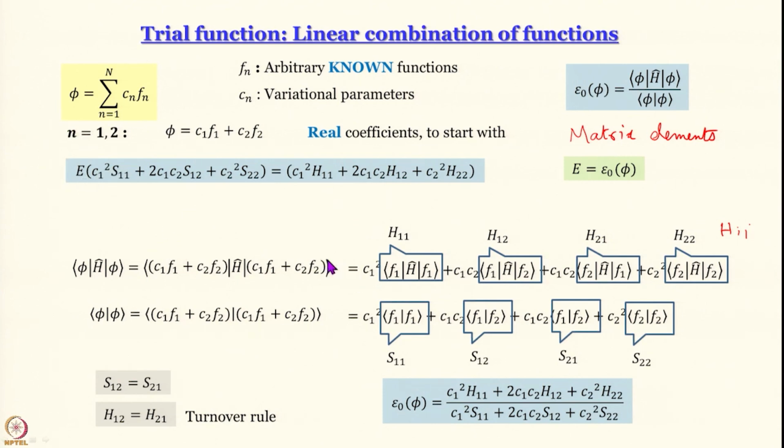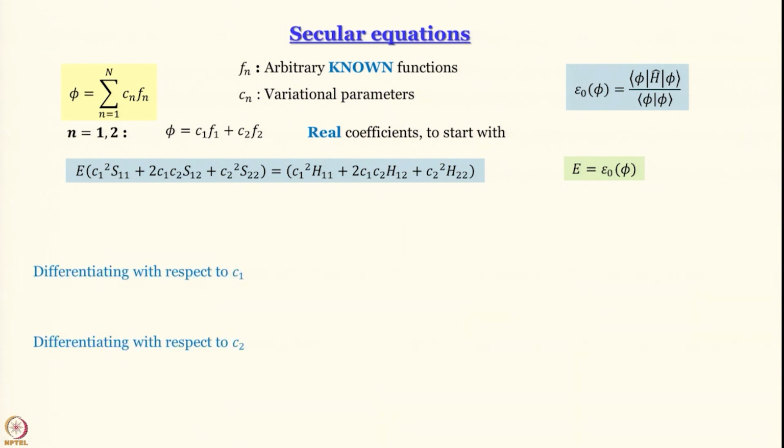Okay, I hope I did not confuse you too much. So, when we differentiate with respect to C1, what do we get? First of all, let us keep E and differentiate this function here. I am differentiating with respect to C1, so everything else is constant. From the first term I get 2 C1 S11, and in the second term dC1 is equal to 1, so I get 2 C2 S12.